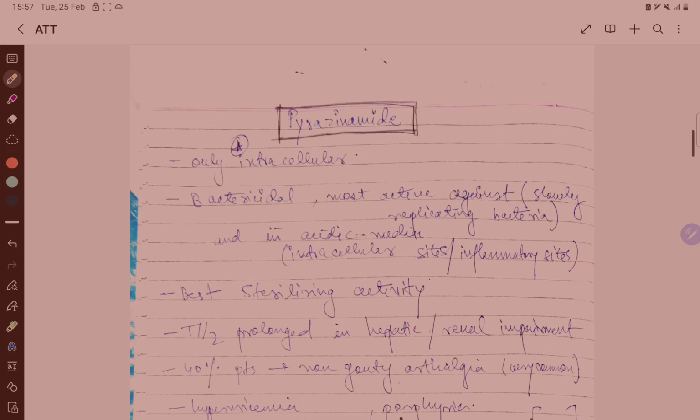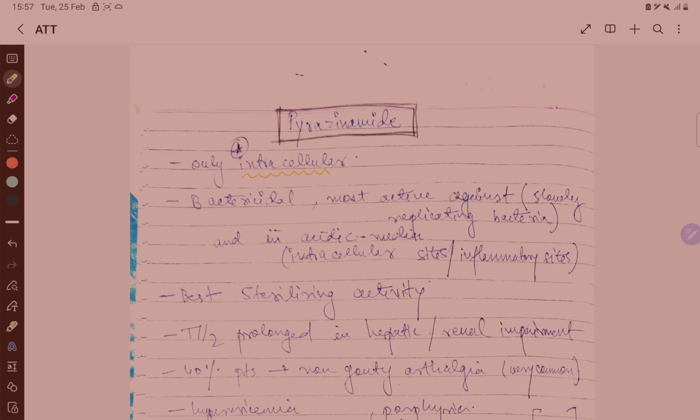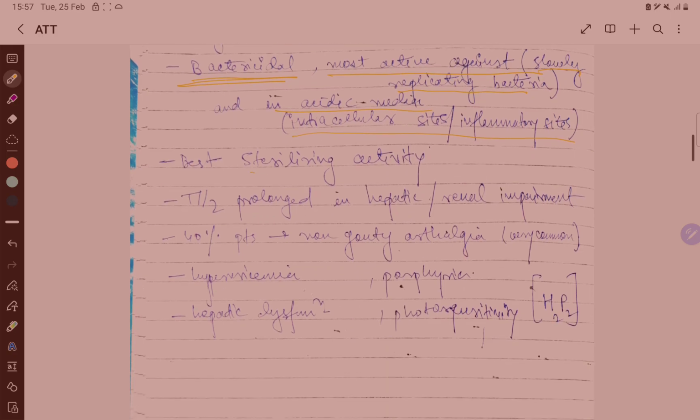Now pyrazinamide only acts on intracellular TB bacteria. It is bactericidal. Again, all the drugs are bactericidal except ethambutol, which is bacteriostatic. Pyrazinamide is most active against slowly replicating bacteria and in acidic media, so it acts on all the inflammatory sites, the intracellular sites. It has the best sterilizing activity. The half-life is prolonged in hepatic and renal impairment, and it damages the liver the most.